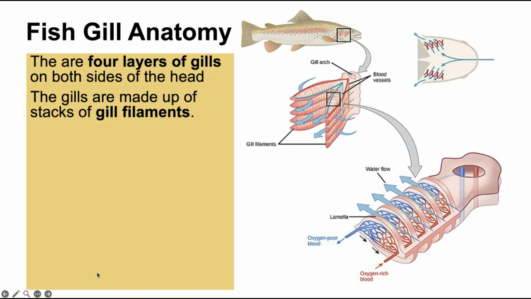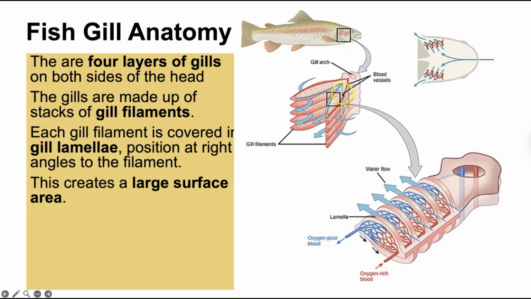So fish gill anatomy first then. So the gills are found on both sides of the head, and they're found as 4 layers of gills. The gills are made up of these stacks of gill filaments. So this long structure sticking out is a gill filament. Each gill filament, so we're zooming in on one gill filament here, has lamellae at right angles going all the way along it. And the lamellae is the site of gas exchange.